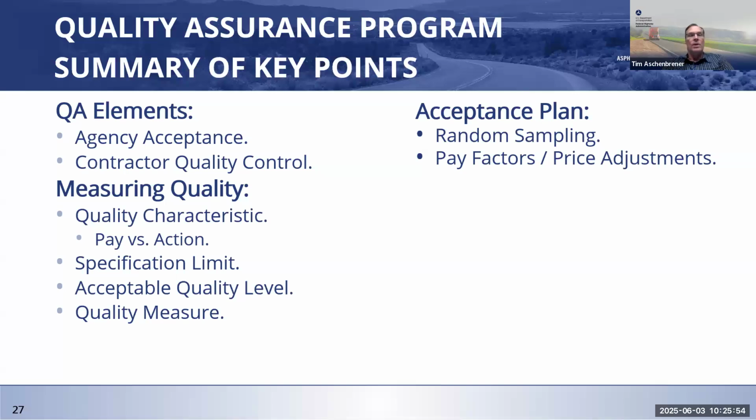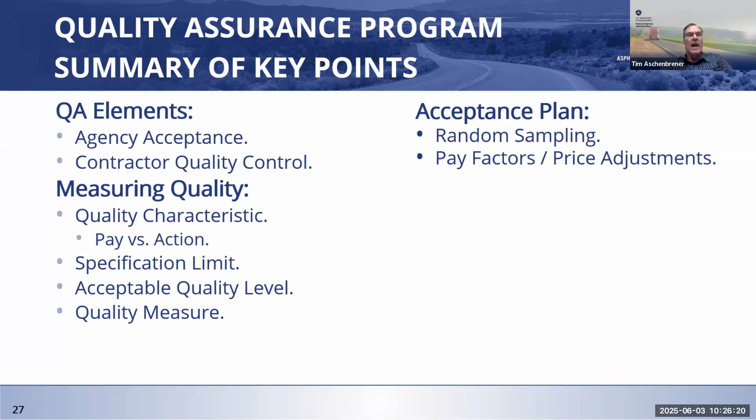But don't forget the importance of the independent assurance and dispute resolution, the importance of the lab and personnel qualification, because those really help minimize variability. And as we start measuring quality, we start with those quality characteristics. They can be used for quality control or acceptance. They can be used for pay, or they can be used for action. A lot of options there.